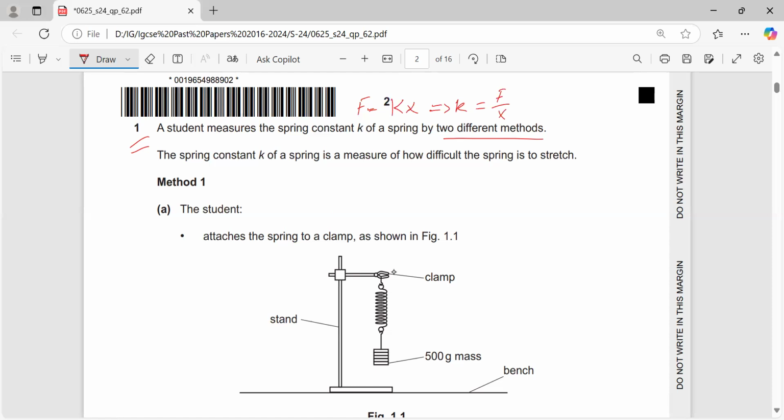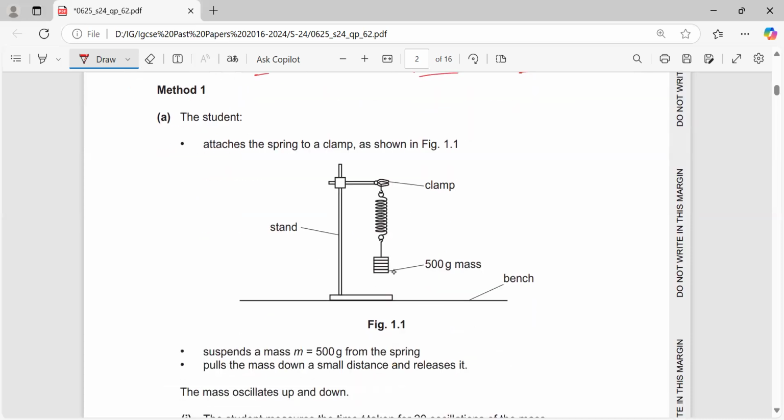Many ways are there. The spring constant K of a spring is the measure of how difficult the spring is to stretch. If it requires greater force to stretch it by 1 millimeter, its value of K is more, and if it requires less force, its value of K is less. That is the meaning of this sentence. Now method 1 looks to be the conventional method, which approaches towards the graph.